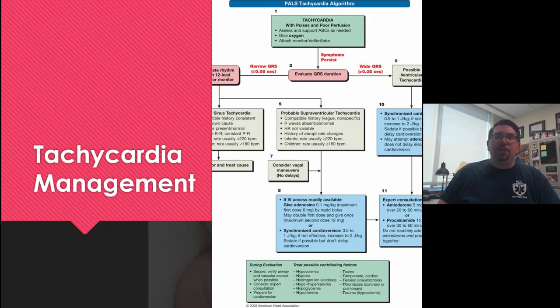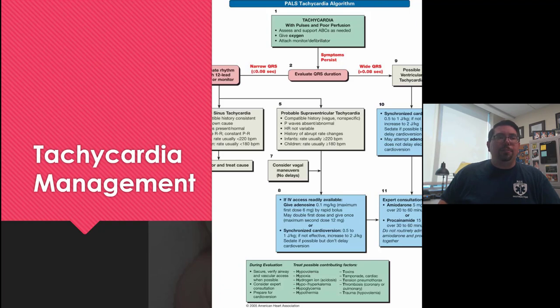If after oxygen administration their symptoms persist, we're going to take a look at the QRS complex, if it's narrow or wide. If it's narrow and they're unstable, we're going to go down the route of synchronized cardioversion. Your synchronized cardioversion dose is 0.5 to 1 joules per kilogram, and then we can increase to 2 joules per kilogram after that. Generally speaking, start at 1 and then move to 2 for cardioversion.